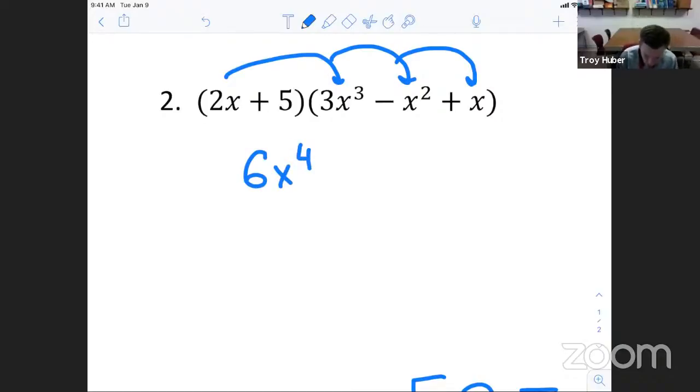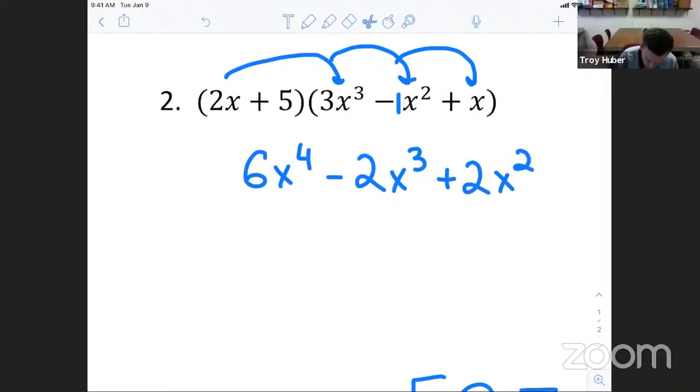Then we have 2x times negative x squared, or we could say negative 1. So 2 times negative 1 would be negative 2. X times x squared is going to be x cubed, or x to the 3rd power. And lastly, we have 2x times x. So that's going to be 2. X times x is x squared.